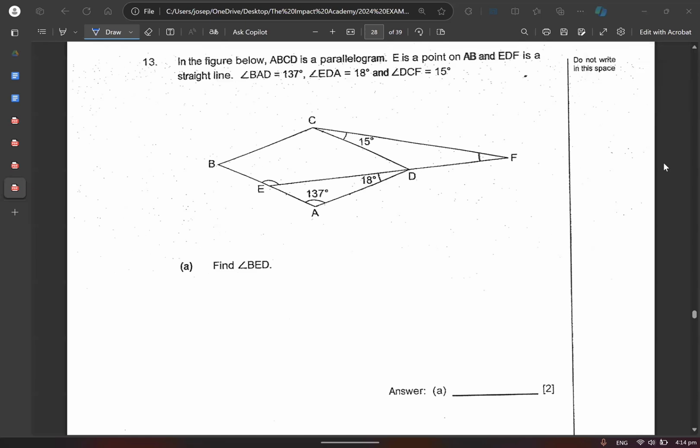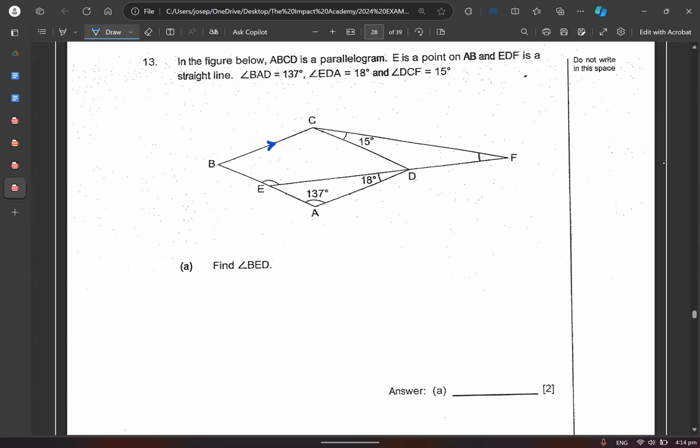Now, for question number 13, I want to read the first part. It says that ABCD is a parallelogram. Because it's a parallelogram, that means this part is parallel, and this part is parallel. Am I making sense? E is a point on AB and EDF is a straight line. Very important sentence. Isn't that true?